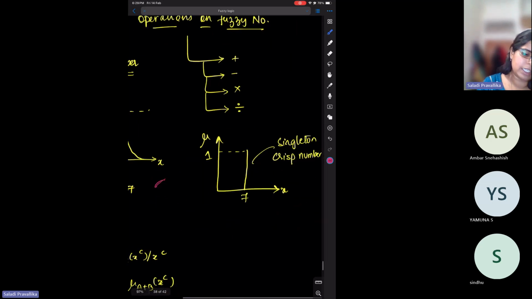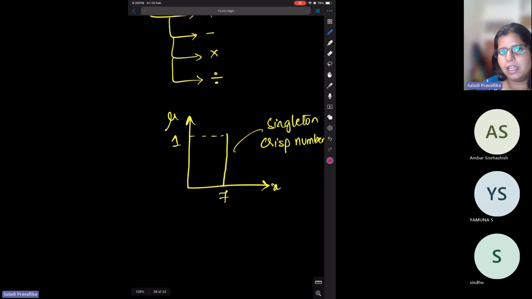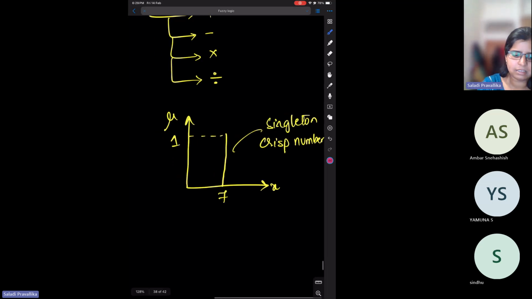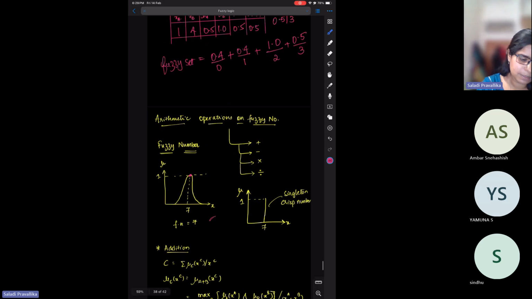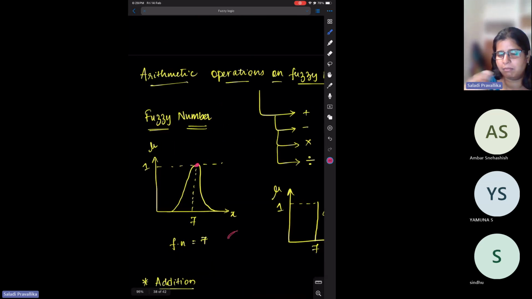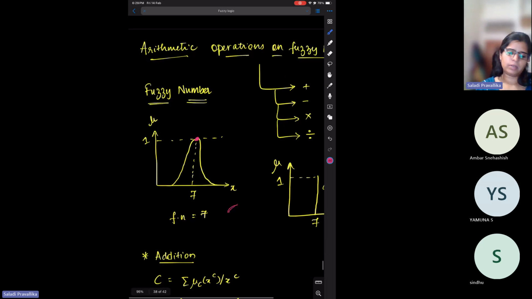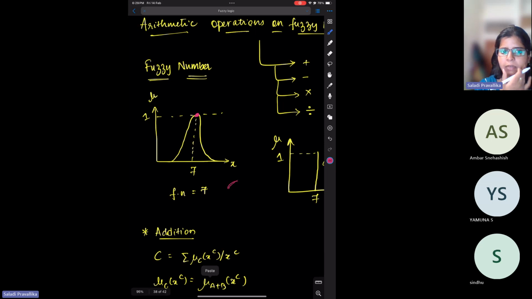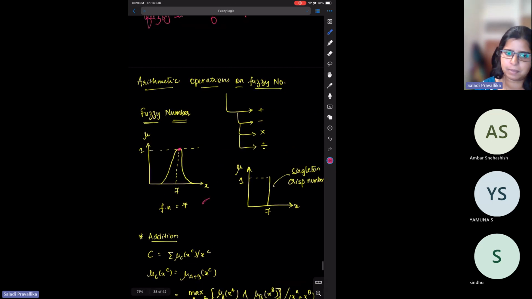But there are the singletons that we discussed maybe in the week 2 class, where there is only one x value and a corresponding membership value for that x. That is called a singleton, and then we term it a crisp number. If we have multiple values and we take just one highest peak, it is called a fuzzy number. Whereas if we have only one value with membership value equal to 1, it is called a crisp set. I hope you understand the difference between the fuzzy number and the crisp number.